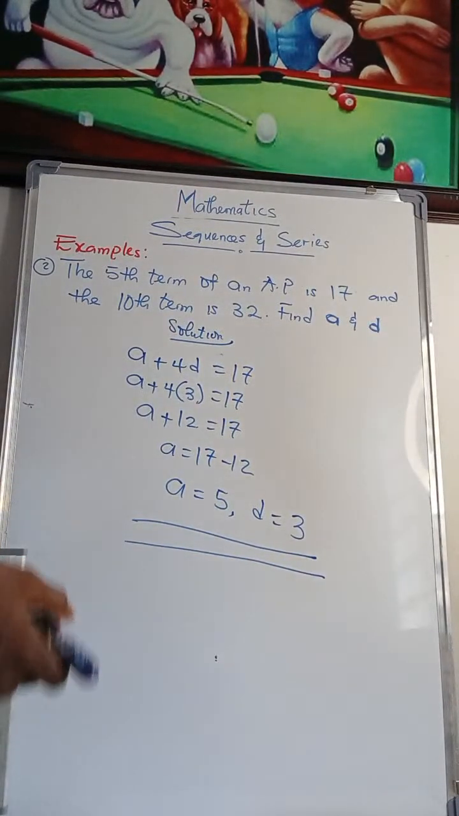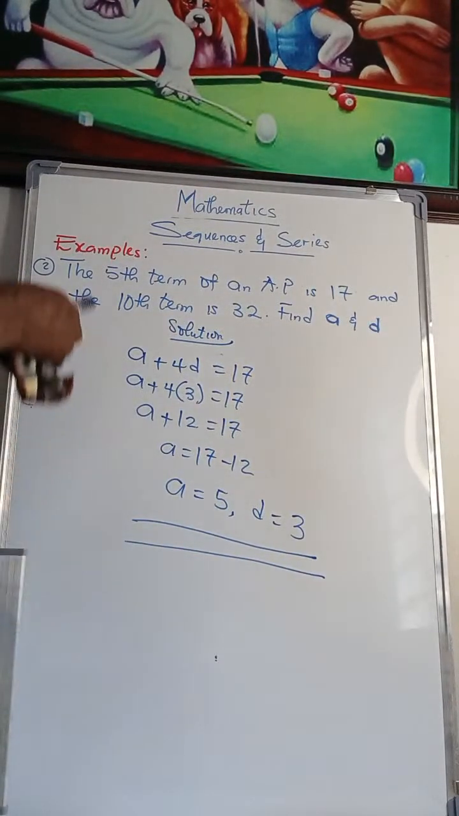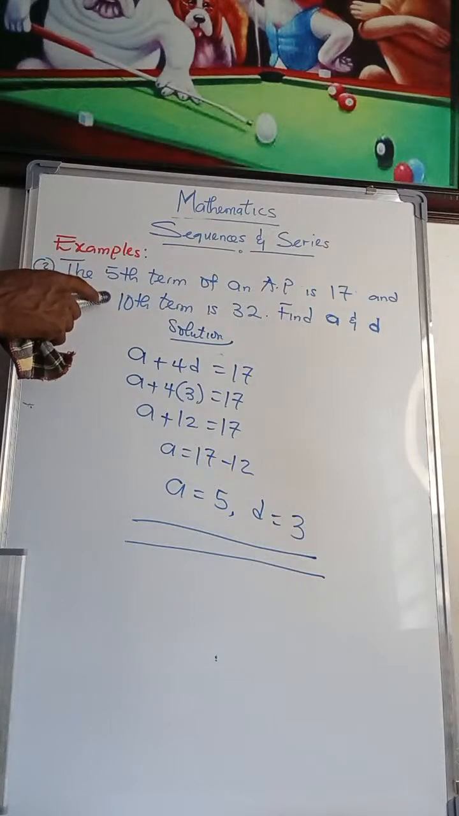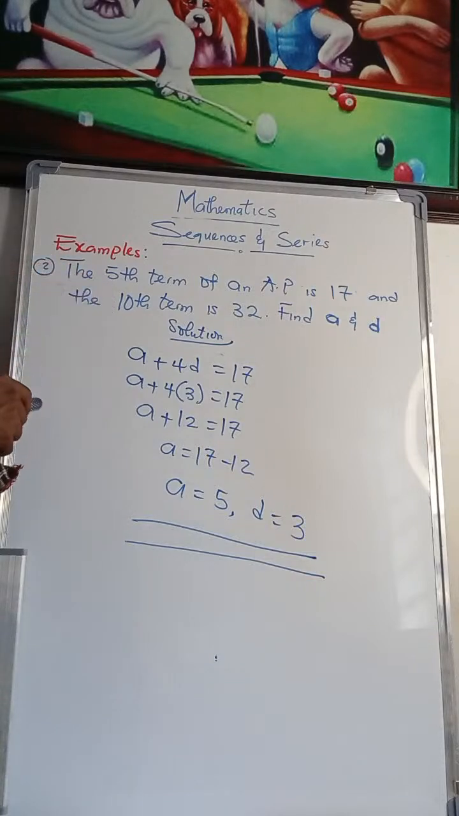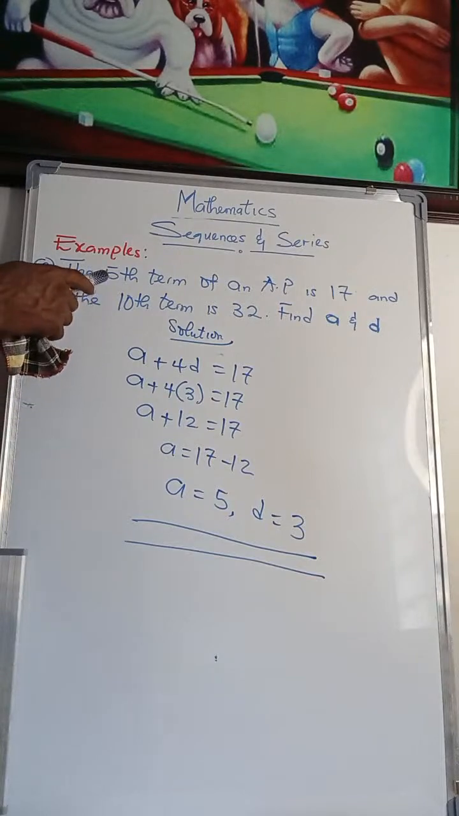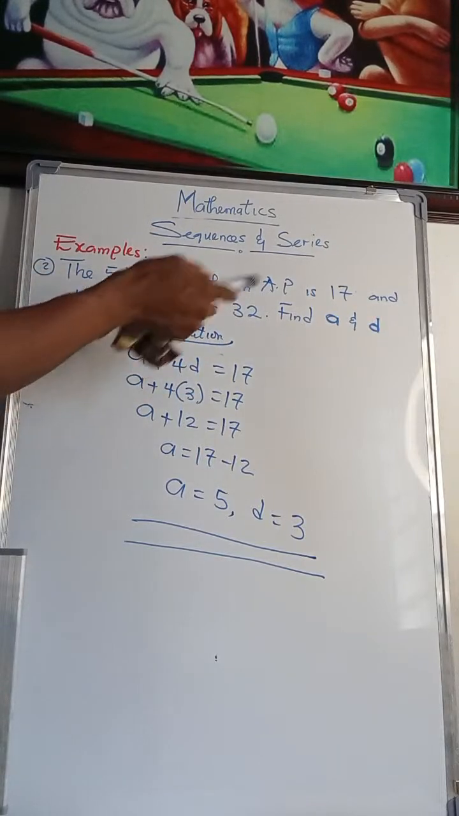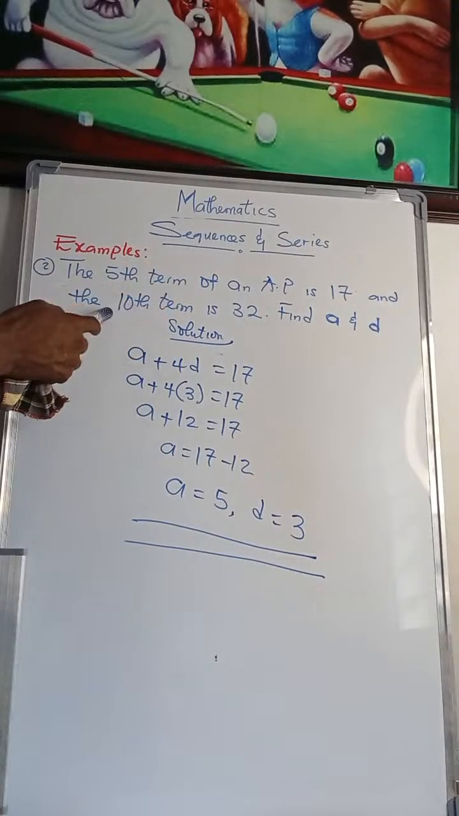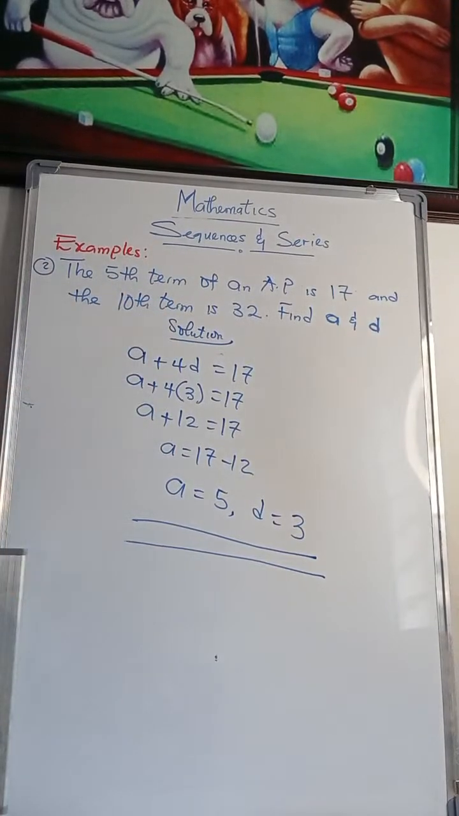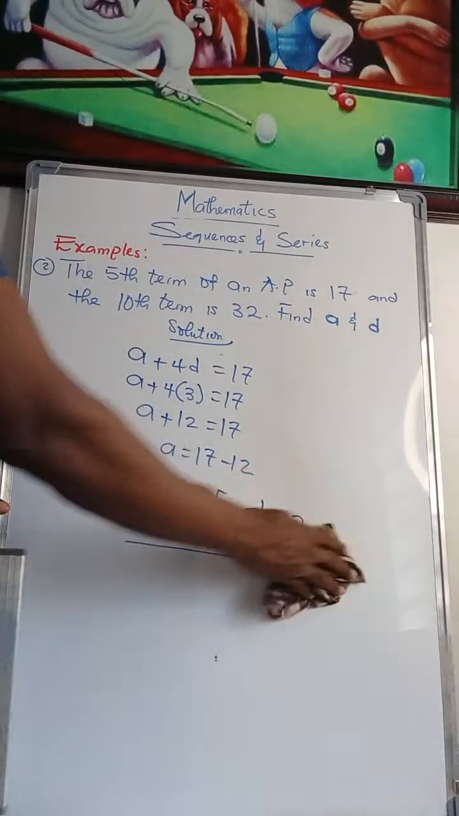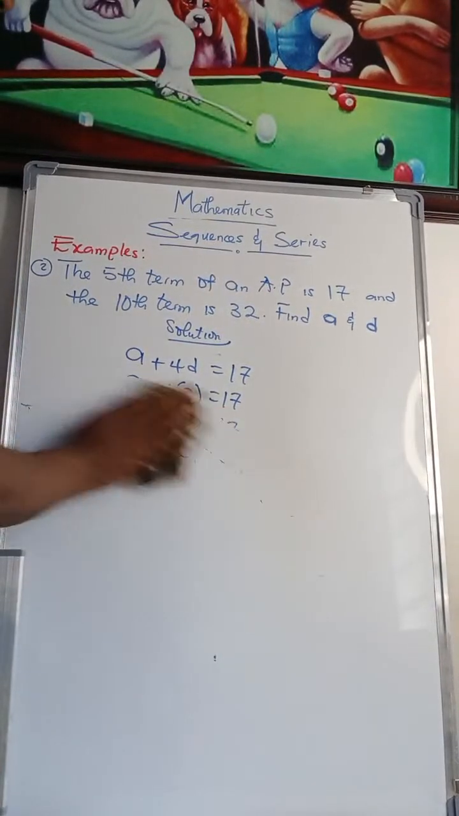So anytime you have two sentences like this, you have to solve them simultaneously. Just follow the steps. Look at the first sentence, write it, then the second sentence, then solve them simultaneously. So let's look at another question.